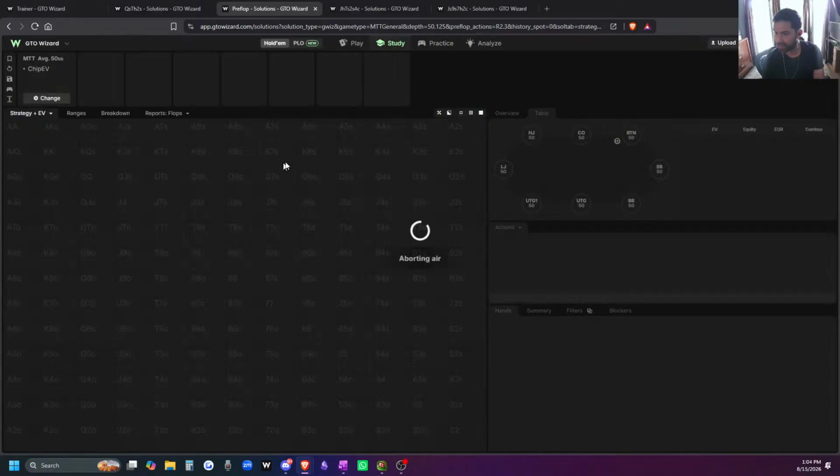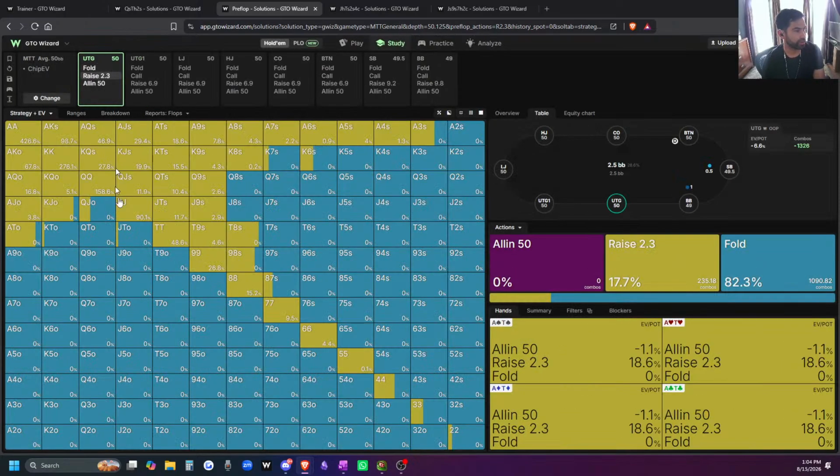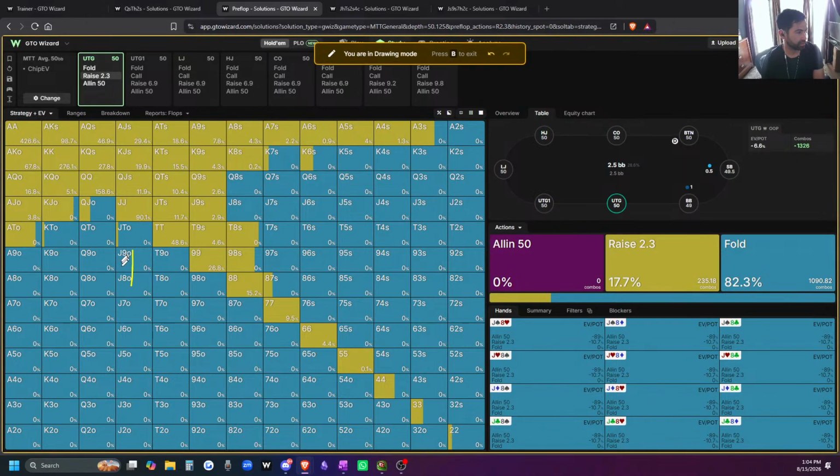Under the gun is not supposed to have Jack-Ten offsuit, right? It's not supposed to have Queen-Ten. It's not supposed to have King-Ten. It's rarely supposed to have Queen-Jack. So if you see Jack-Ten off, or a hand like Ace-Eight off, they are playing too many hands. So the next question is, what do we do about it?